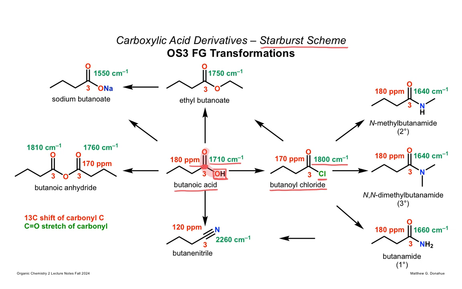And so going off to the top right, if we were to treat that acid chloride with methylamine, this is a condensation. If you see what's lost, you're losing HCl. So an H from the amine and the Cl from the acid chloride. So a condensation that forms an amide. So amides have a carbonyl shift less than 1700. And again, that's due to the resonance.